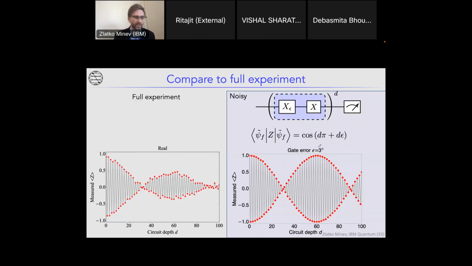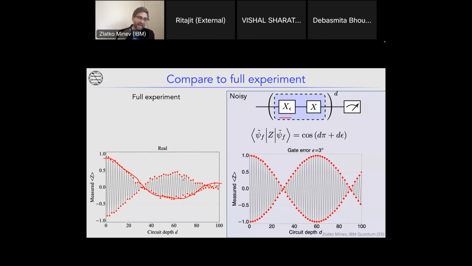Let's compare this simple noise model to the actual real experiment. Notice the similarity between the two. Notice how in the real experiment, we're seeing an oscillation that looks a lot like the oscillation that we see in this noise model. Of course, this noise model doesn't fully capture everything we see on the left.